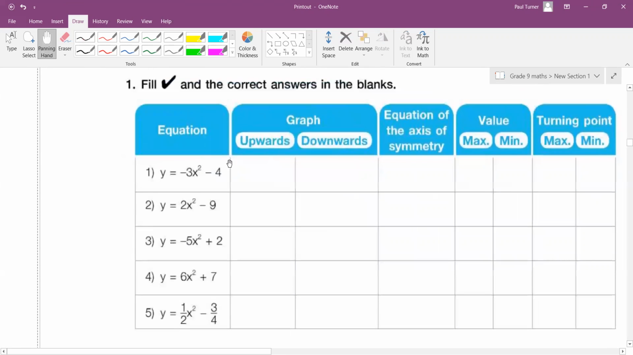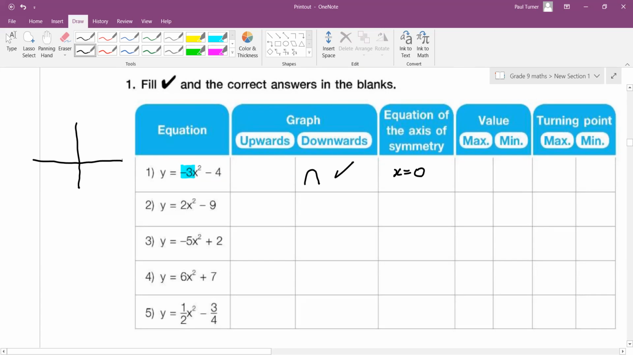So I'll help you with question 1. So let's think about what this looks like. See your a here is negative. So the first thing to look at is the a value. Now, if that's negative, it will open downwards. It will go this way, like that. So you tick that box there. And all of these graphs have the x equals 0 axis of symmetry. I'll draw it in a minute. Well, let's draw it now.